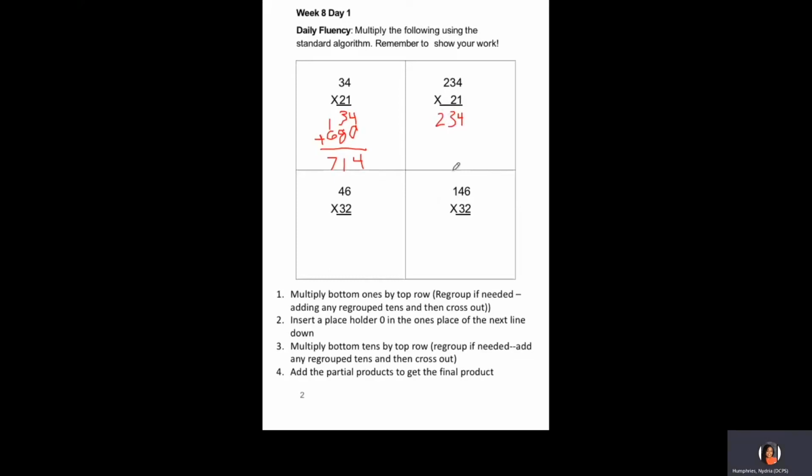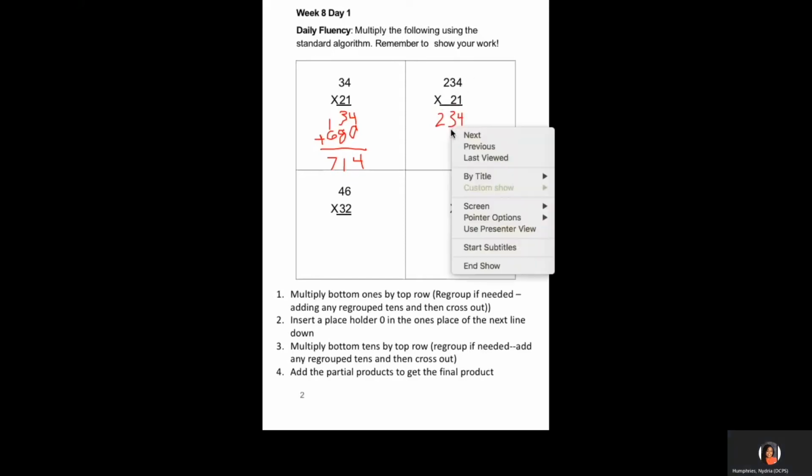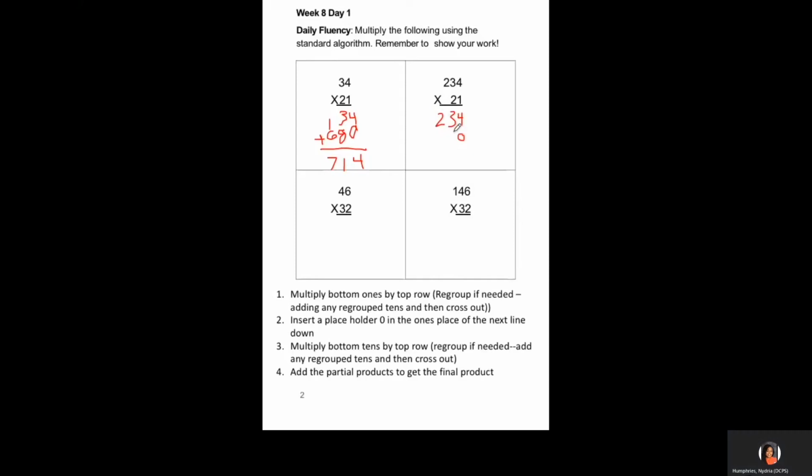Now we're going to follow our second step, which is put our placeholder here. Then we're going to multiply the bottom tens by the top row. 2 times 4 is 8. 2 times 3 is 6. And 2 times 2 is 4.